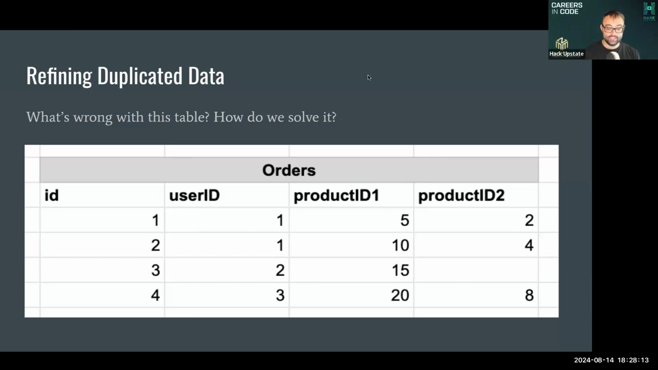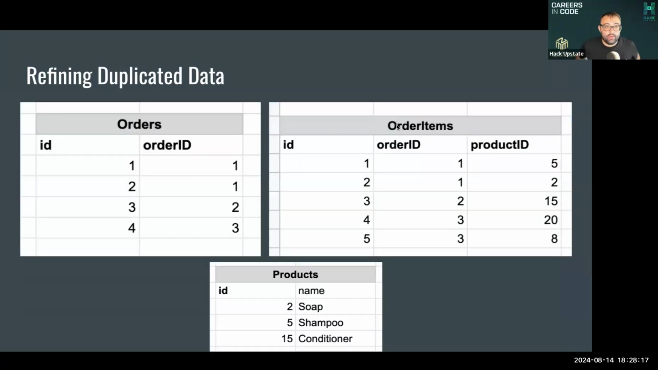So here's how we solve that. We break that down into a bridge table. And this is what I was trying to say earlier. Now we have a table called orders, a table called products, and then we have order items. So we are going to create an order ID called 1. In order 1, we are ordering product 5 and product 2. Product 5 is shampoo and product 2 is soap.